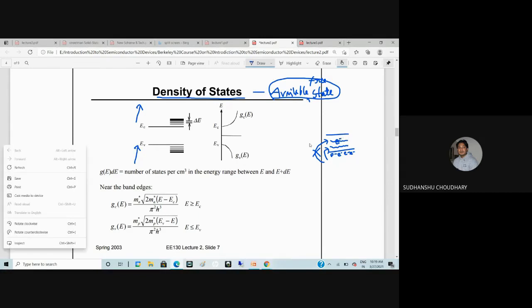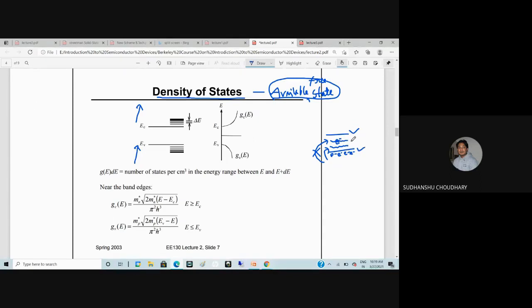So if this state is occupied already, that is not possible. These are energy levels, this one is an energy level, this is also an energy level, and between these energy levels I have some electronic states, or what we call the density of states. Density of states is the number of states available per electron volt. So density of states is the number of electronic states or available states per electron volt of energy.